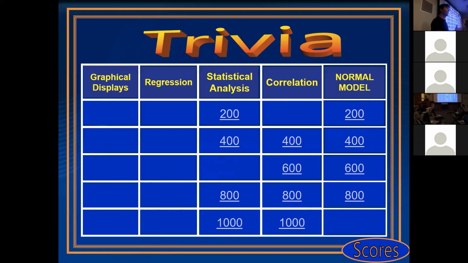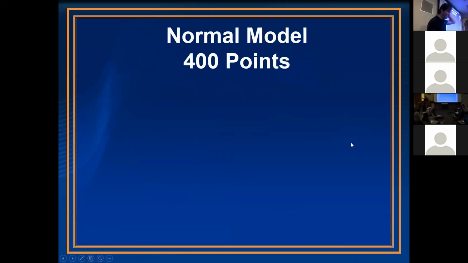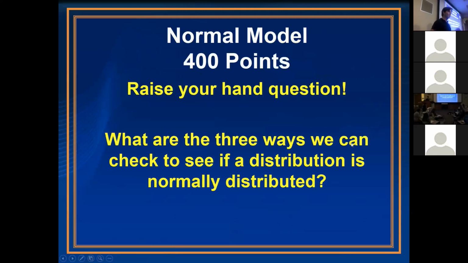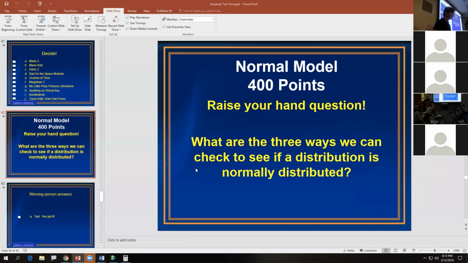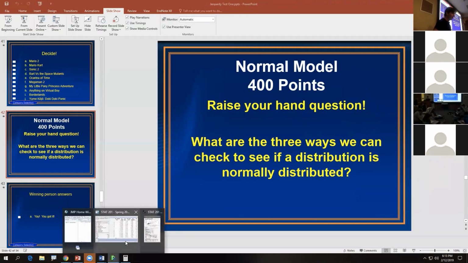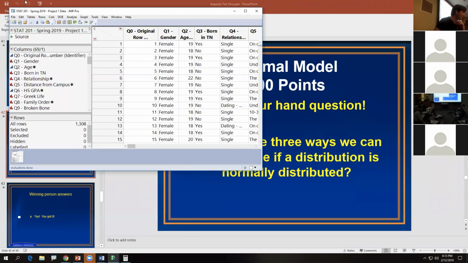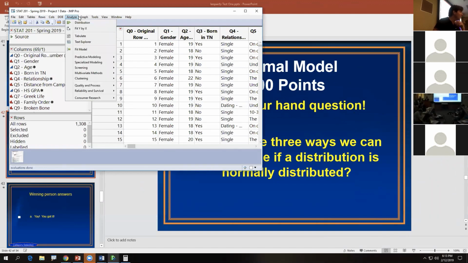Can we do another normal model question? We did a lot of review on regression. Let's hop back into normal model, and maybe we might not get another video here. Raise your hand question. What are 3 ways we can check to see if something is normal? We got some p-value stuff coming up right here. We can actually use review right here. How do we check 3 things to see if it's normal? Who can tell me? I want to see if a distribution is normal. What do we got?